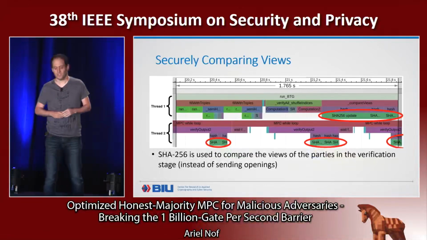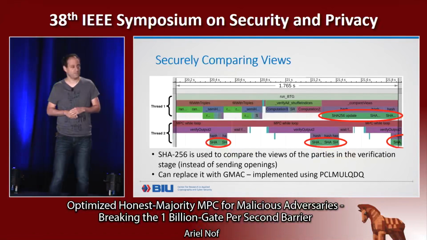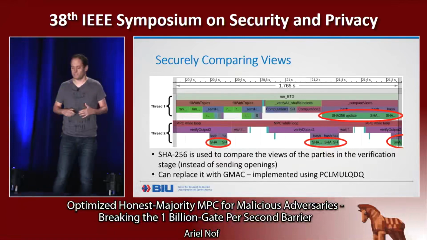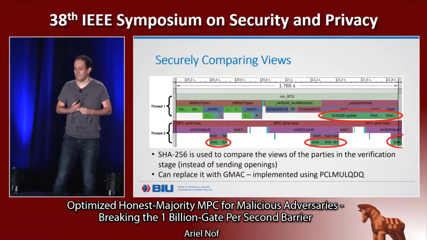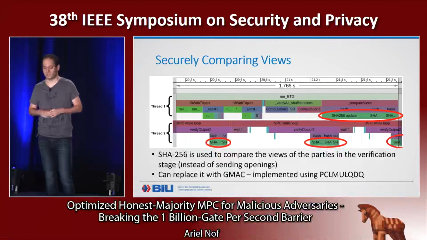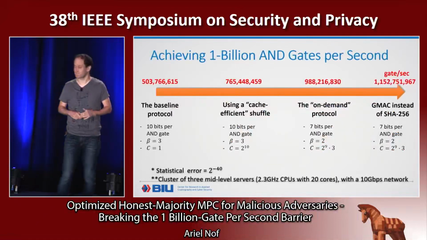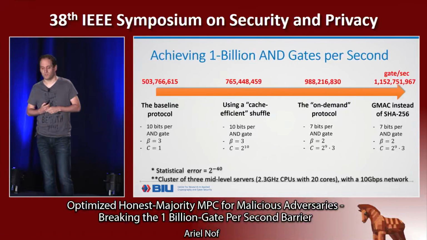So what we did here is to replace the SHA-256 with GMAC. Why is it sufficient? I encourage you to read in the paper. We can implement GMAC very efficiently with AES-NI, and this reduces the cost significantly. And using this optimization, we managed to achieve our goal, and this brings us to 1.1 billion AND gates per second. And we managed to break the 1 billion AND gates per second.